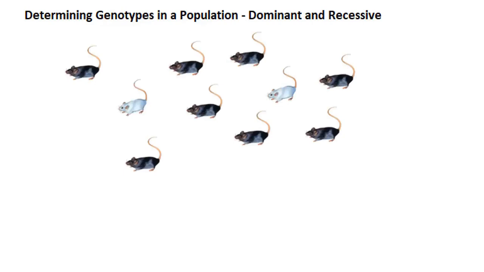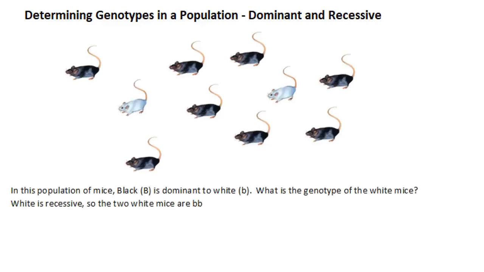Let's look at how to determine the different genotypes in a population of mice. So here we have a population of mice. We have 10 in this example population. Notice we have 8 black mice and 2 white mice. Black is dominant to white.